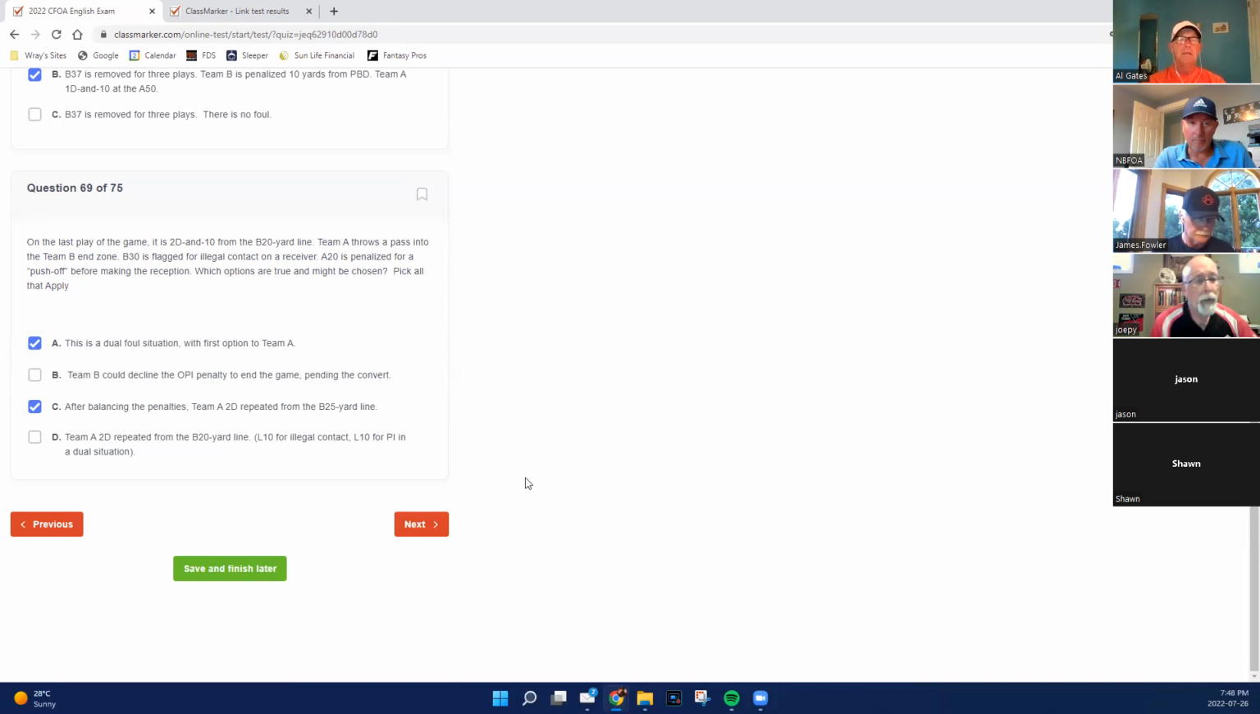Why isn't B correct? B is not considered one of the correct answers on this question. I tried to put it in and it said I had too many clicked. So let's try to figure out why. Team A throws a pass and B 30 is flagged for illegal contact.